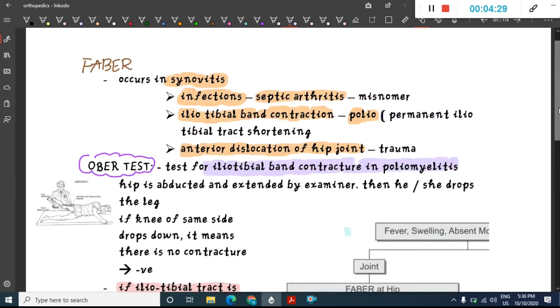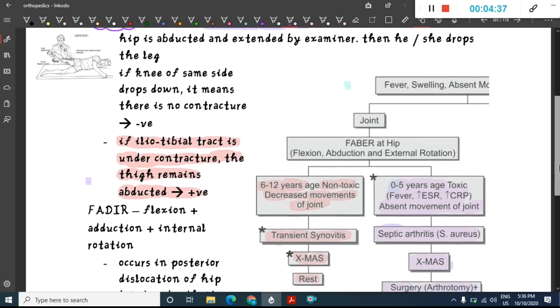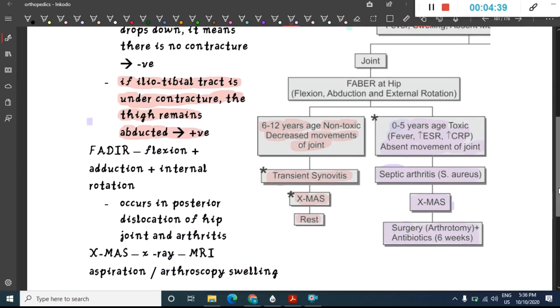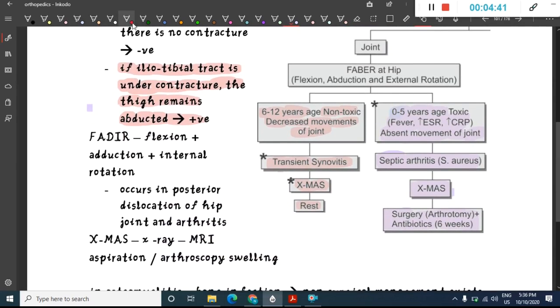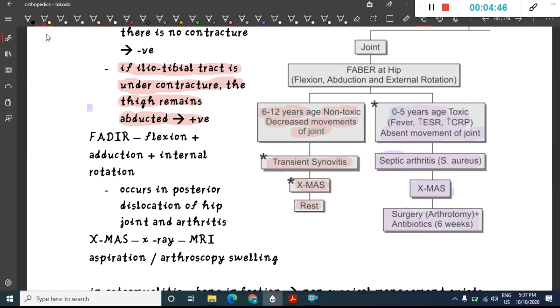We have already learnt about the anterior dislocation of the hip and the iliotibial tract. So infections can be of two types: one septic arthritis, second transient synovitis. Okay, the next group is FADIR. That is, in the next group we see flexion, adduction and internal rotation.